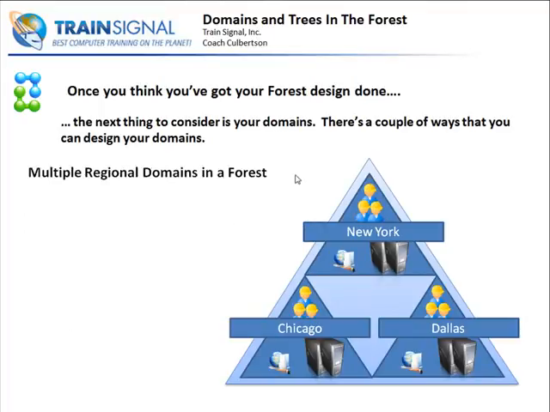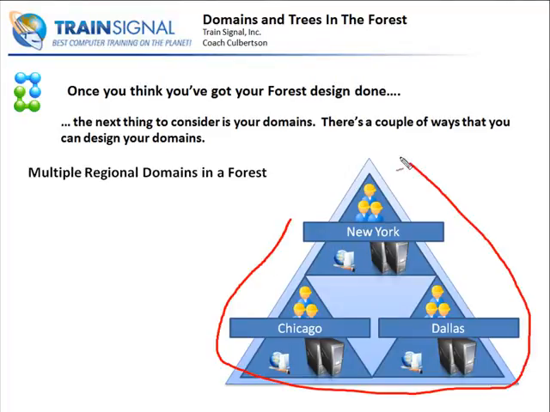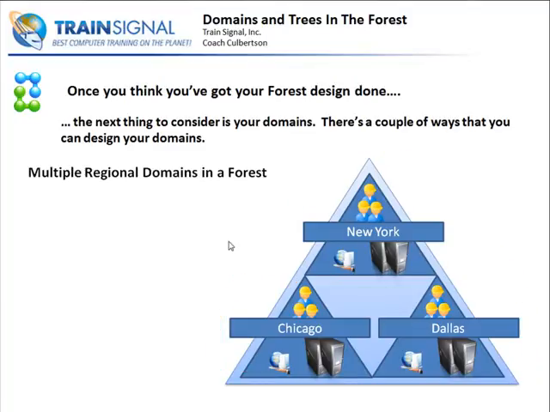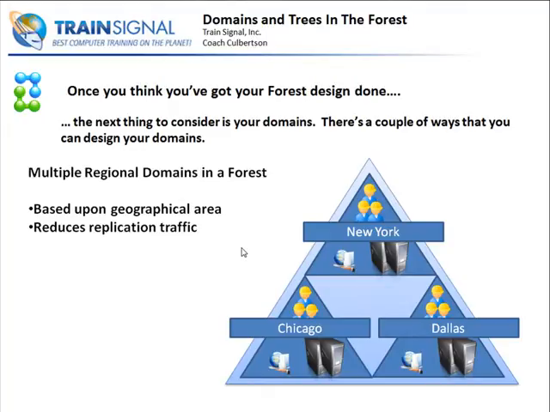All right, let's talk about having multiple regional domains. And what you see here, you might have a single forest environment, but you might have 3 domains based upon the region so that you can control regional access with multiple administrative staff. So you might have 3 separate network administrators, one for New York, one for Chicago, and one for Dallas. Now there's reasons for this, especially when it's based upon geographical area and you are going across wide distances over a WAN link. It does reduce replication traffic, especially when you have multiple domain controllers.